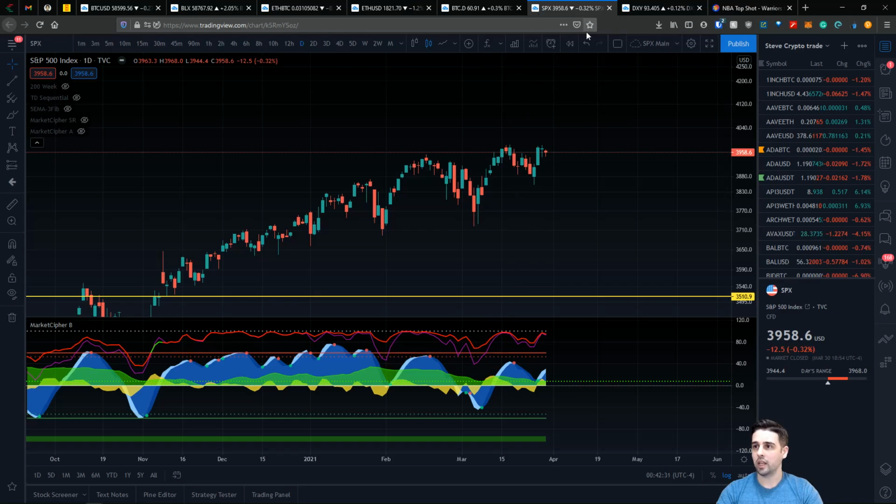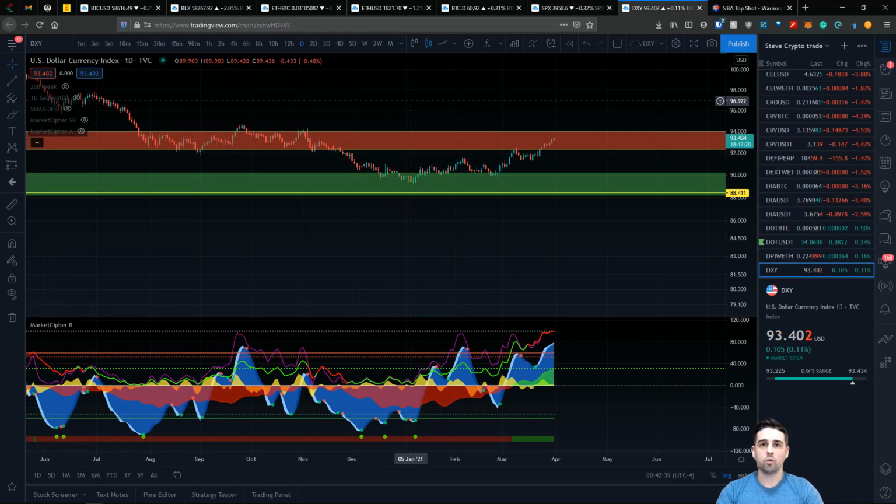Also, we'll be looking at the S&P 500. Are we in for a double top, or are we in for a continuation? Then we'll be looking at the Dixie dollar index.